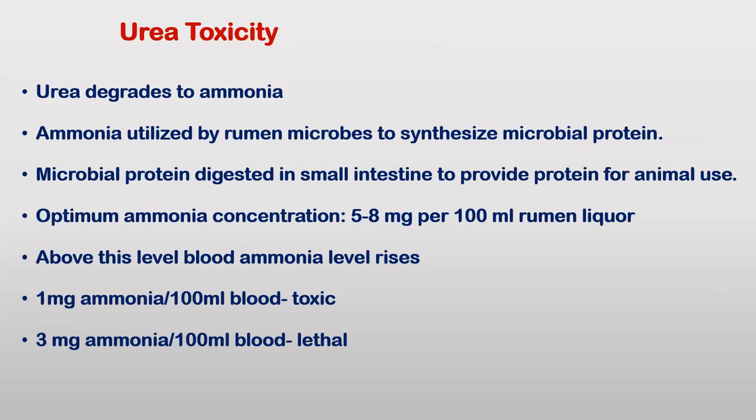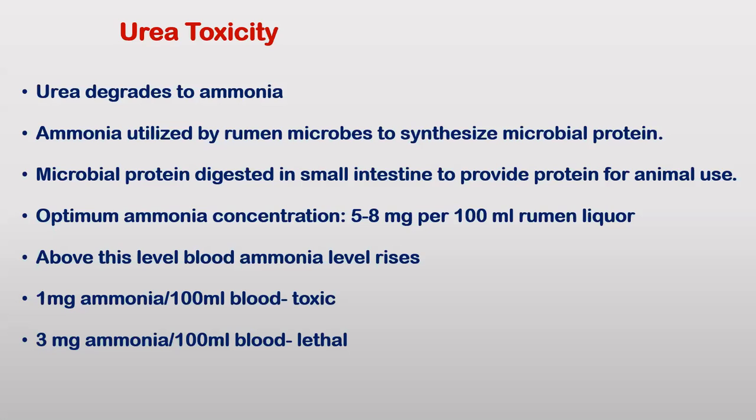Now coming to urea toxicity, what happens? The urea degrades to ammonia, and ammonia is utilized by the rumen microbes to synthesize microbial protein, and the microbial protein is digested in the small intestine to provide protein for the animal for different uses or used at the cellular level. The optimum ammonia concentration should be 5 to 8 milligram per 100 ml of rumen liquor. So this is the optimum level, 5 to 8 milligram per 100 ml of rumen liquor.